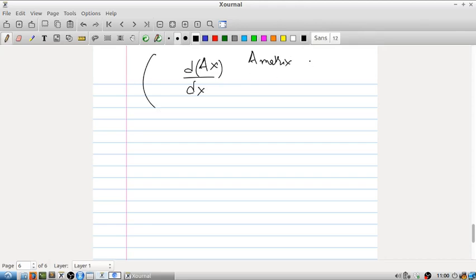A is a matrix, let's say P cross P, and x is P cross 1. Okay, x is a vector now. It's not a scalar derivative that we're taking. So what is this derivative, for a linear transformation? Actually, your function is not scalar, so let me make it a little different. I'm just showing derivatives in a vector notation.